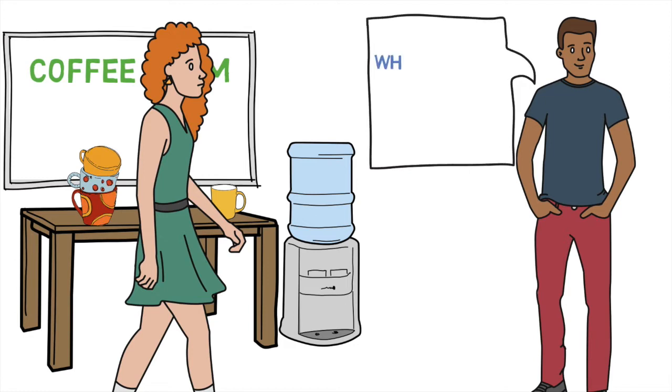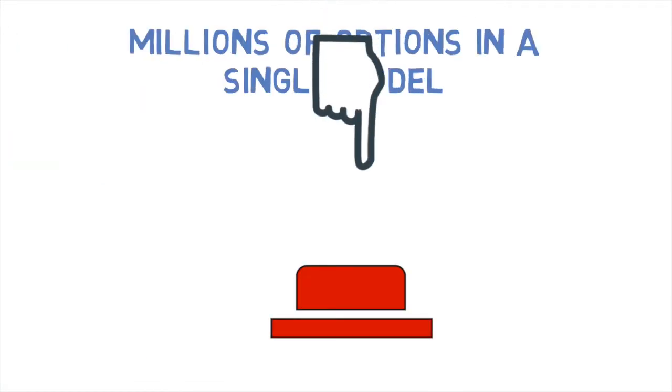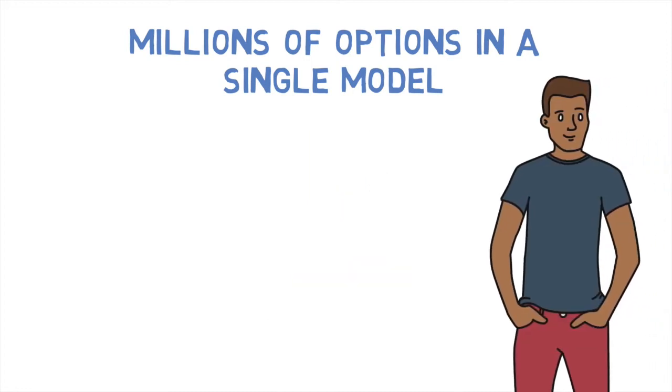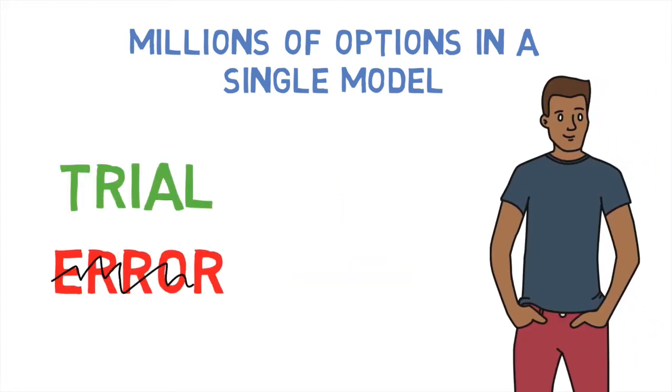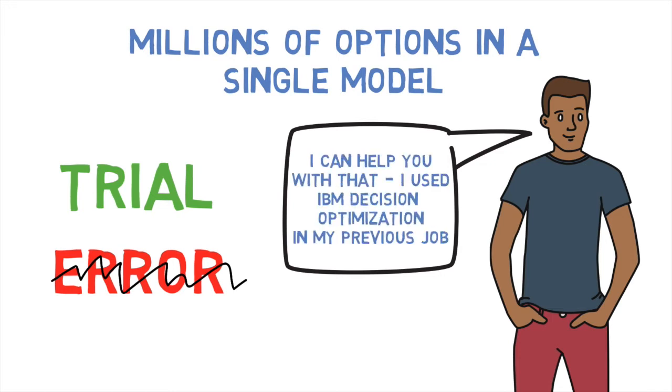Expecting sympathy, she is dumbfounded when Dave says, "Why don't you just use an optimization model? It can consider millions of options in a single model, and it will give you a plan at the click of a button, with better performance than anything you can do by trial and error." What's more, he says, "I can help you with that. I used IBM Decision Optimization in my previous job."